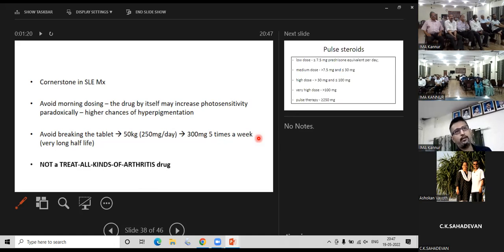It is not a drug to treat all kinds of arthritis. We see patients with spondyloarthritis and psoriatic arthritis all receiving HCQS. Psoriasis can be flared up by giving HCQS. So possibly we need to see what kind of arthritis we are treating before we give HCQS.